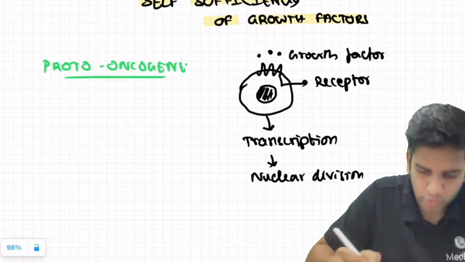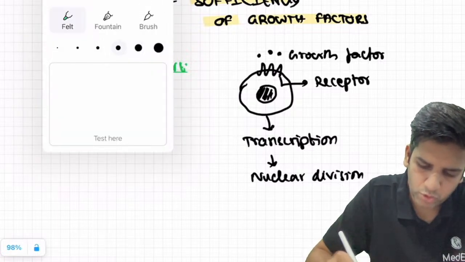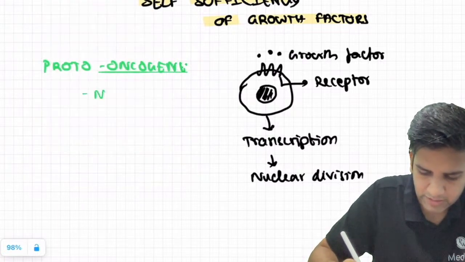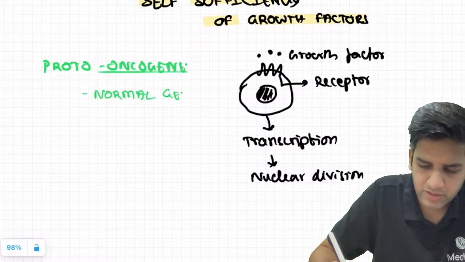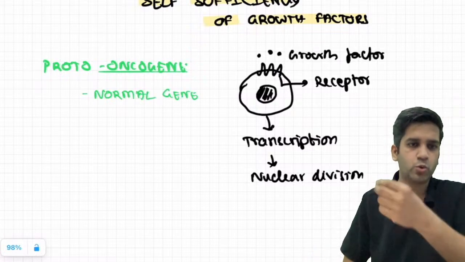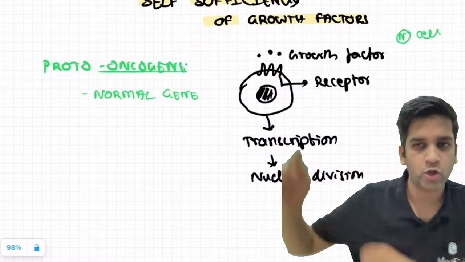So the gene is called a proto-oncogene. Like I said, it's a normal counterpart. It's completely a normal protein. There are lots of normal genes in our body, right? So a few of them, we're going to name as proto-oncogene. Let's take a normal cell. Let's assume this is the normal cell here.